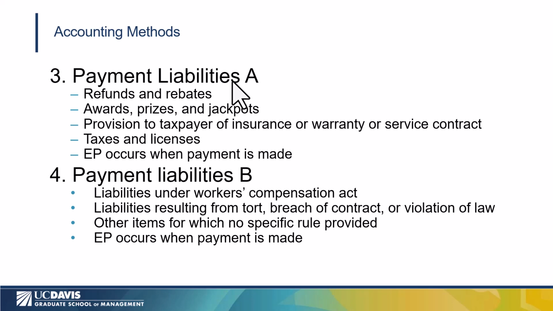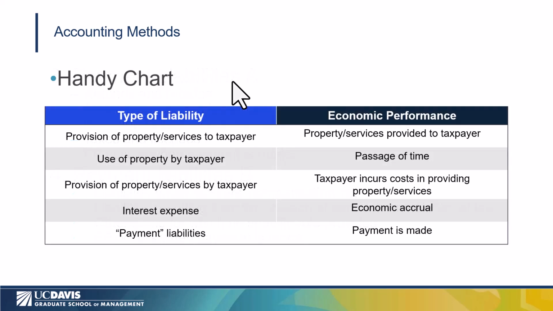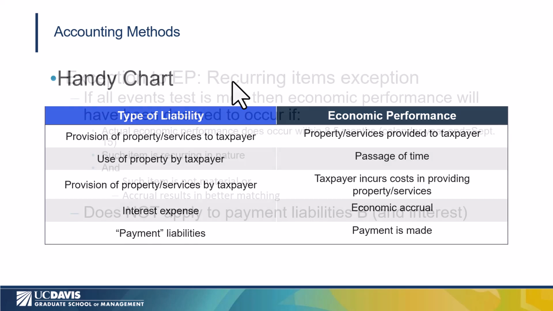That is purely a function of me labeling them as such, and we're going to see why in a second. Okay, I really like this handy chart. I will admit fully I stole this from KPMG, but it is a quick and easy chart that includes provision of property services, use of property, provision of property by the taxpayer, interest expense, which is always economic accrual. We know interest expense doesn't follow any of these rules, and then payment liabilities.